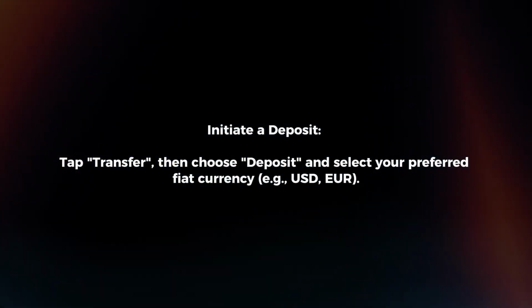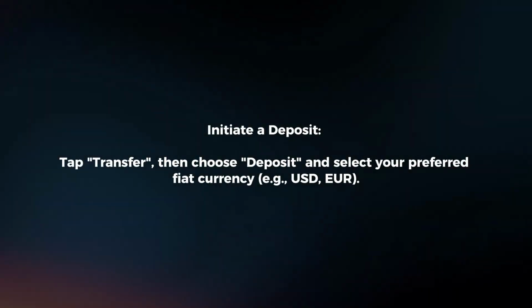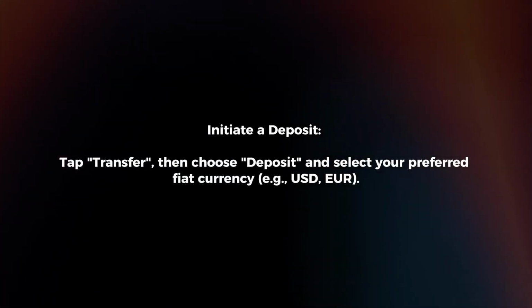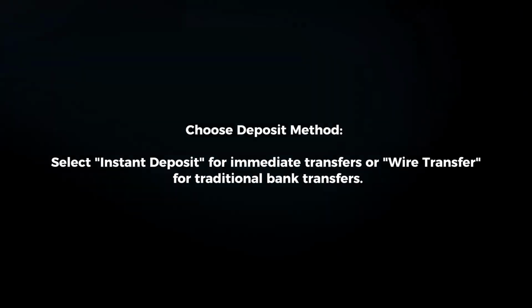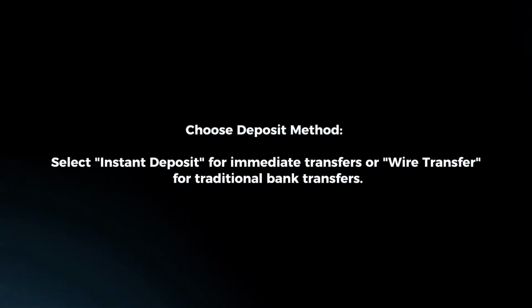Initiate a deposit. Tap Transfer, then choose Deposit and select your preferred fiat currency. Choose Deposit Method. Select Instant Deposit for immediate transfers or Wire Transfer for traditional bank transfers.